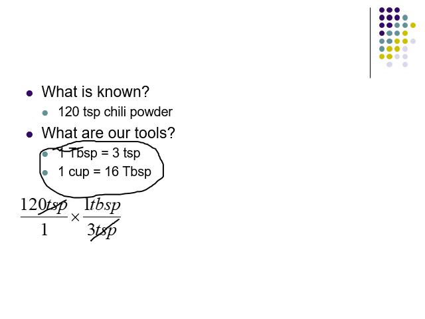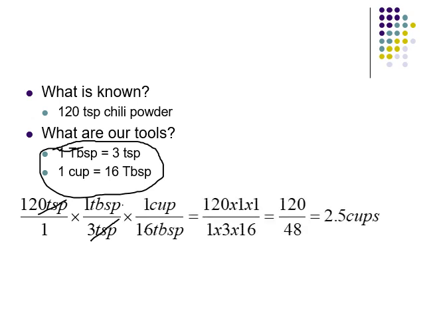So again, I move to our tools. Do I have a tool that lets me get rid of tablespoons? And the answer is yes. 1 cup equals 16 tablespoons. So will the tablespoons need to be on the top or the bottom of our next conversion factor? Well, tablespoons is at the top here. Therefore, tablespoons needs to be on the bottom there. And as we see, 1 cup, 16 tablespoons. So again, tablespoons cancels, leaving us with the unit of cups. That's the only unit left, and that's the unit we want, so we know we've done this right.